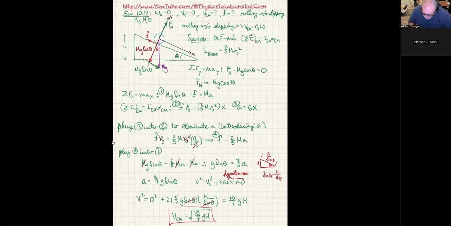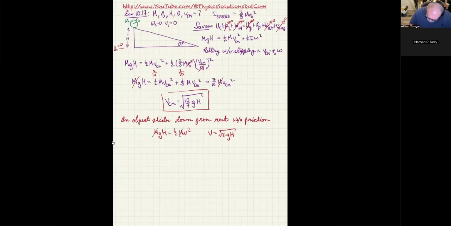Notice that's exactly the same velocity we got earlier when we did it by conservation of energy methods, specifically the square root of 10/7 times g times h.